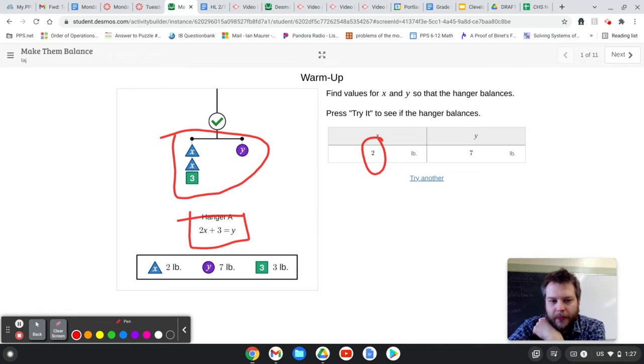I made up a random number for x. We'll call it 2. And then I followed what the equation says. 2 times x plus 3. Well, 2 times 2 is 4. 4 plus 3 is 7. So I have a solution of 2 comma 7.